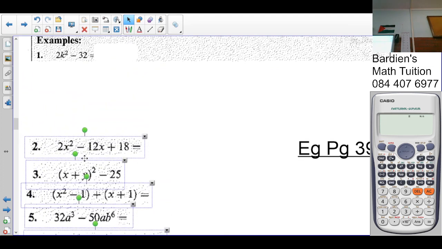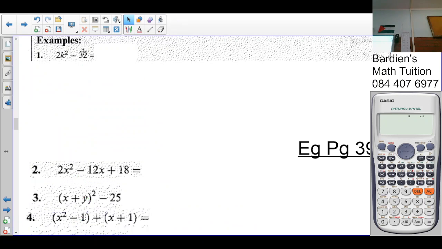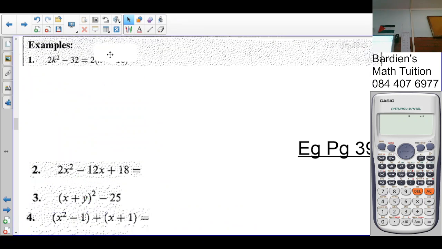Let's start with number 1. Okay, so write down the first one, and its reference is on page 39. So we are saying 2k squared minus 32. So what needs to be done first? Is a common factor of 2. So take out the common factor quickly.